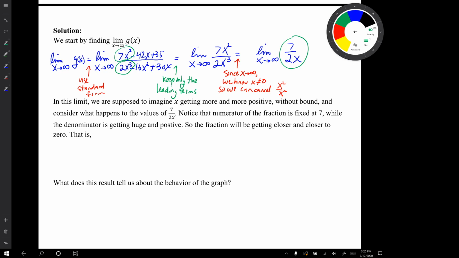Now, in this limit, we're supposed to imagine x getting more and more positive, without bound, and we're supposed to consider what happens to the values of 7 over 2x. Now notice that the numerator of the fraction is fixed at the value 7, while the denominator is getting huge and positive, because x is getting huge and positive, 2x is getting huge and positive. So we're dividing 7 by a very large positive number. So the resulting fraction will be getting closer and closer to 0.